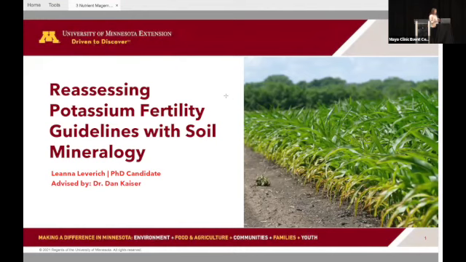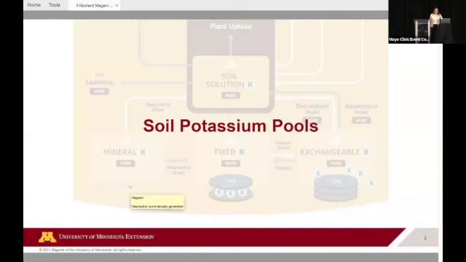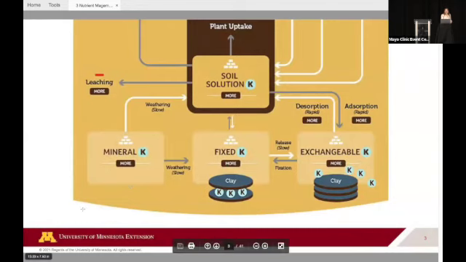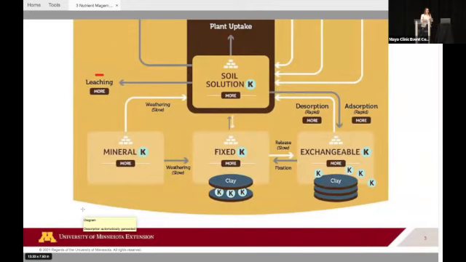So just to dive into basic mineralogy before we get too deep into the data, we have to consider our major potassium pools in the soil. This is review for a lot of people, but it sets up the basics of mineralogy and how that's going to affect potassium. Obviously you have your soil solution K, which is the potassium that is readily available for plant uptake. It is already in the soil water and moves by diffusion up the plant roots, ready for uptake.